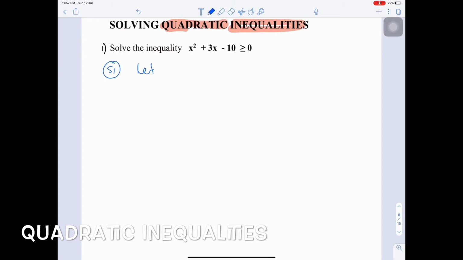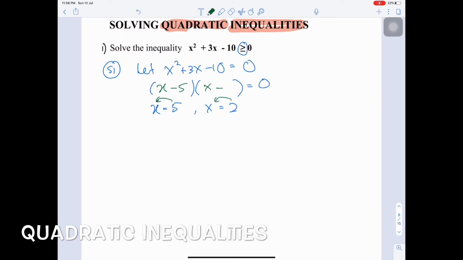From the inequality it becomes x squared plus 3x minus 10 equals 0. We turn it into an equation so that we can find the roots of the quadratic equation, by using the calculator. We find the values of x directly: x equals 5 and x equals 2. But don't forget to fill up the brackets. So x, bring to the left, minus 5, and x, bring to the left, minus 2.